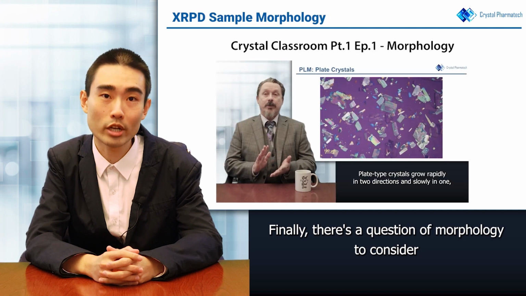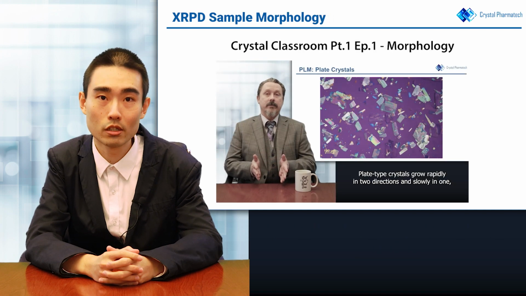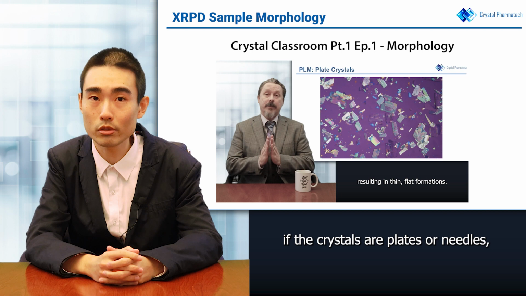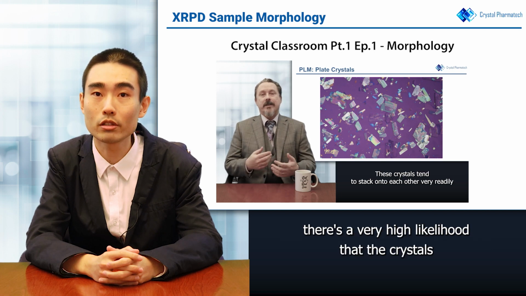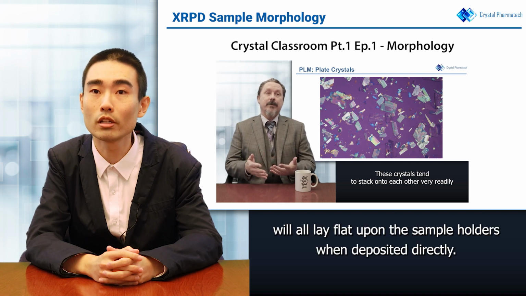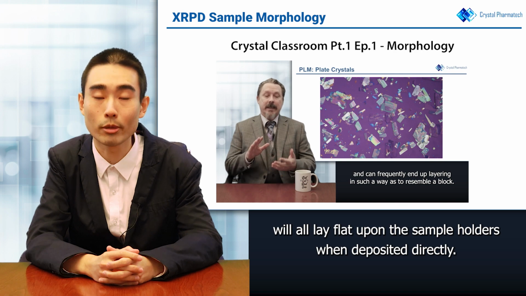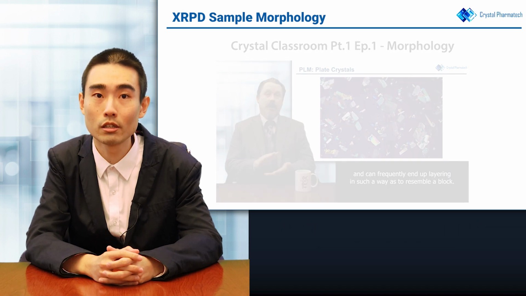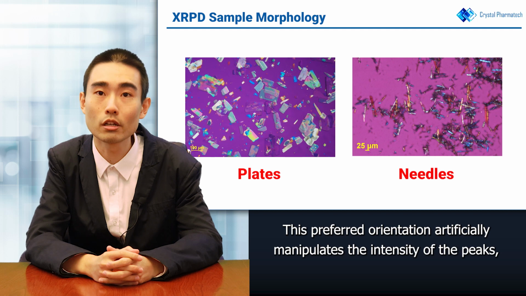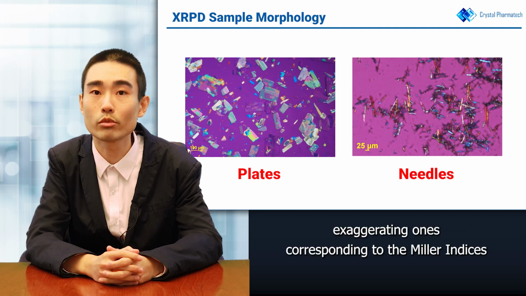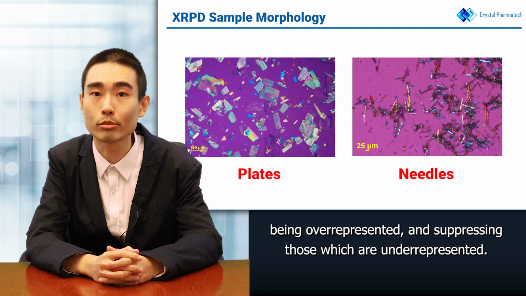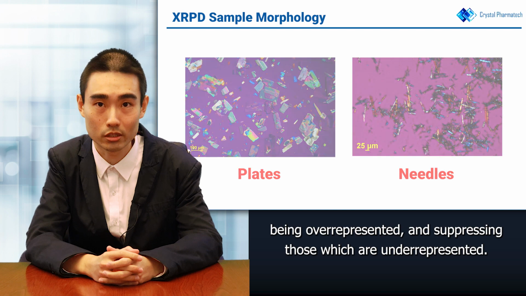Finally, there's a question of morphology to consider. If the crystals are plates or needles, there's a very high likelihood that the crystals will all lay flat upon the sample holders when deposited directly. This preferred orientation artificially manipulates the intensity of the peaks, exaggerating ones corresponding to the Miller indices being overrepresented and suppressing those which are underrepresented.